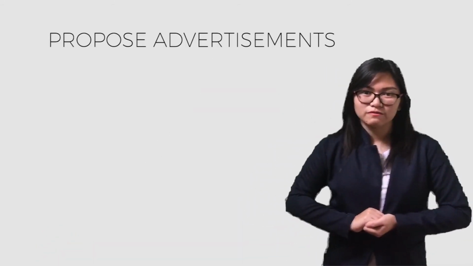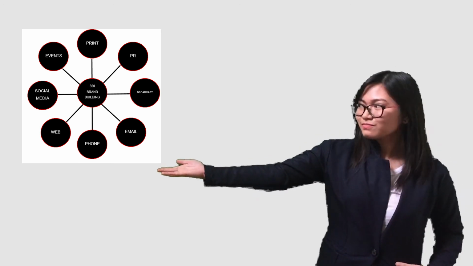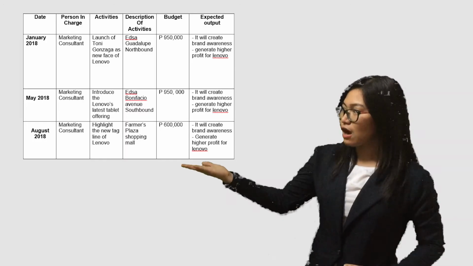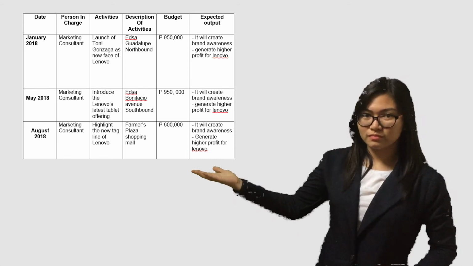And now, moving on, we will now proceed to our proposed advertisements. We use 360-degree branding as our promotional tool. These are the 360-degree branding. This is our action plan for the proposed billboards. First is the outside billboard.